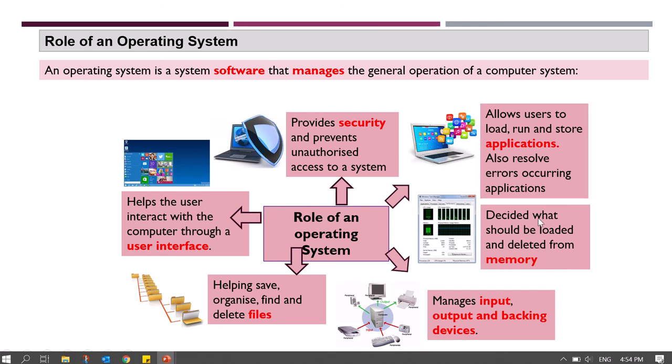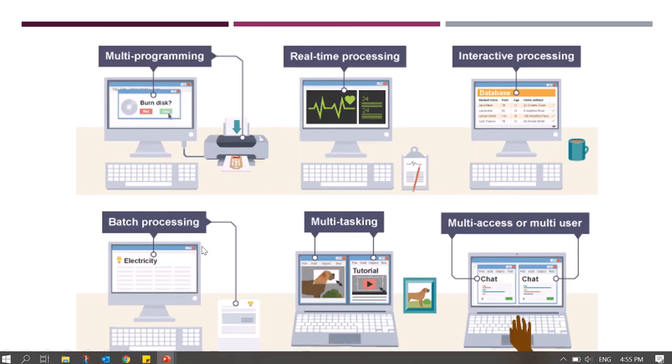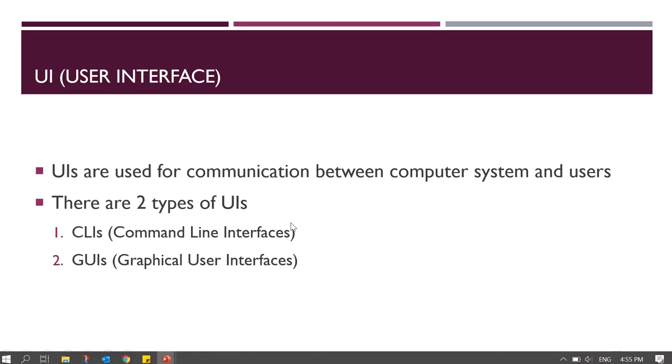It decides if there are many programs running which should have more priority to get the memory and so on. It helps you to save, organize, and find your files. And the part that we are discussing even more in depth today is this point. That is, the operating system helps the user interact with the computer through a user interface, UI. So these are all the tasks of the OS that we went through already.